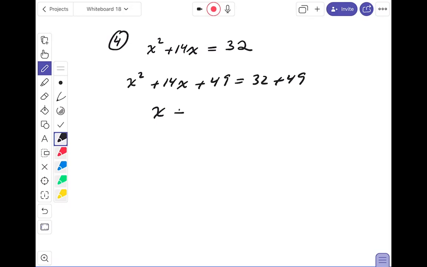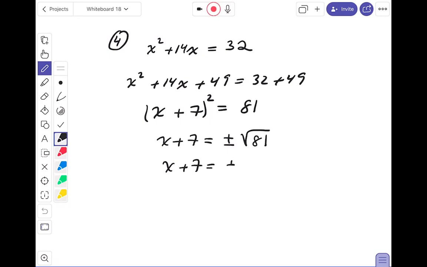Left side is a perfect square. It's x plus 7 squared. On the right side, what do you get? I guess you get 81, right? I'm sorry, 32 plus 49 is 81. All right. What are you going to do now? Square root rule. x plus 7 equals plus or minus the square root of 81. Well, the square root of 81 is pretty simple. It's plus or minus 9. Let's keep going. I'm going to subtract 7 from both sides, plus or minus 9.